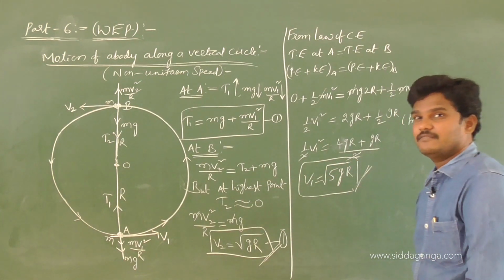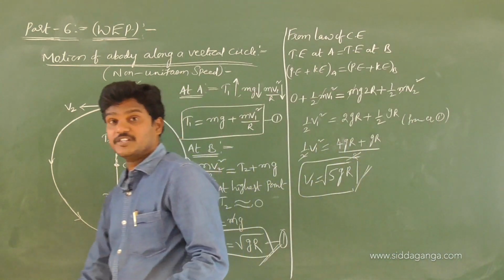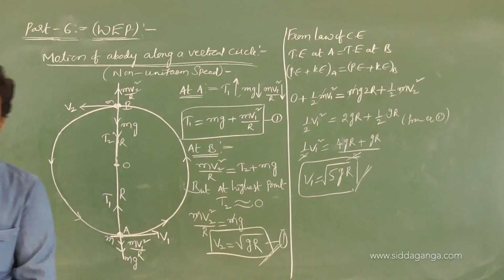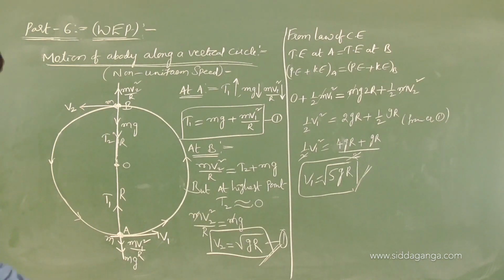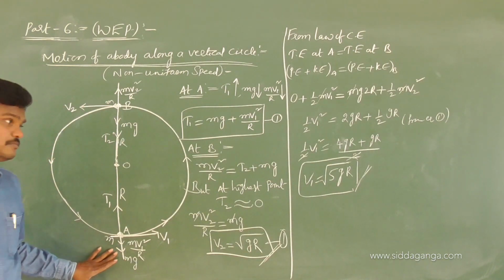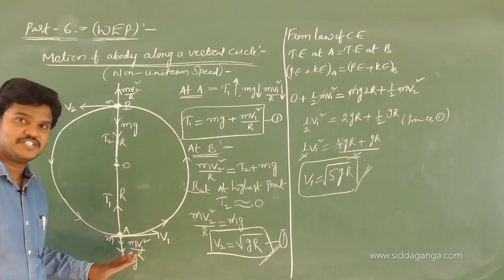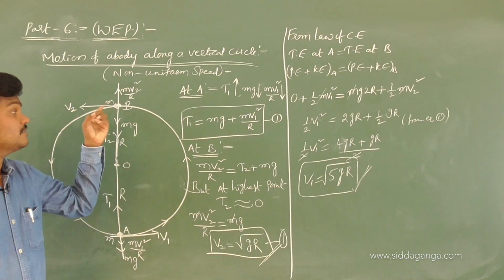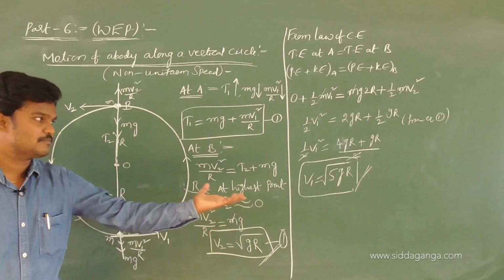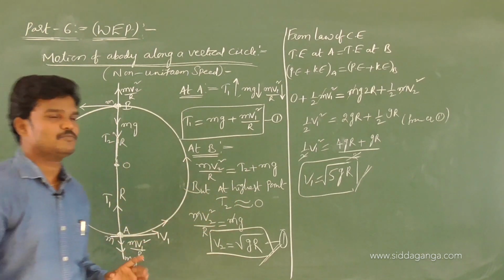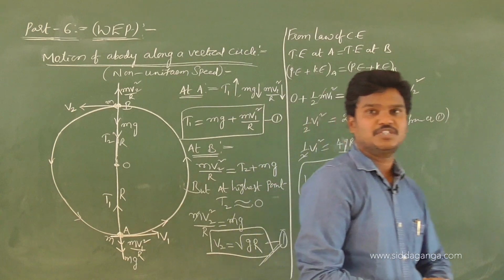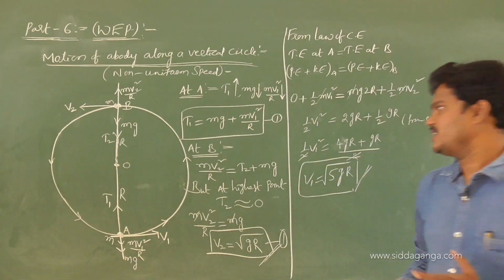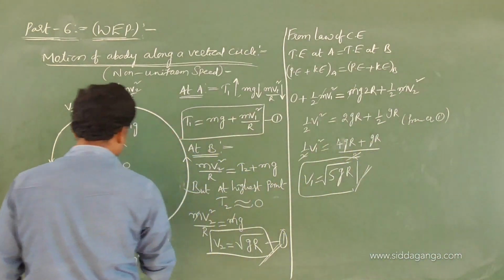How much am I getting as the speed of the body at the lowest point? Root 5gr. So here you have to give a minimum of root 5gr so that the body will reach the top. And at the top, how much will the velocity be at minimum? Root gr. I will give some conditions. So this is the velocity of the body at the lowest point. Suppose they ask to find the velocity at some other point.